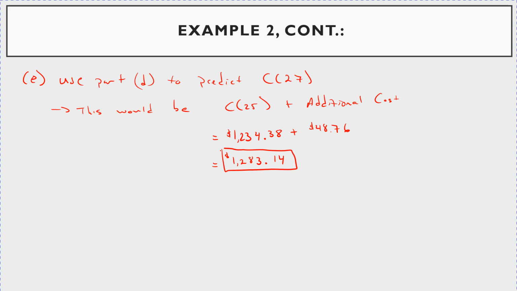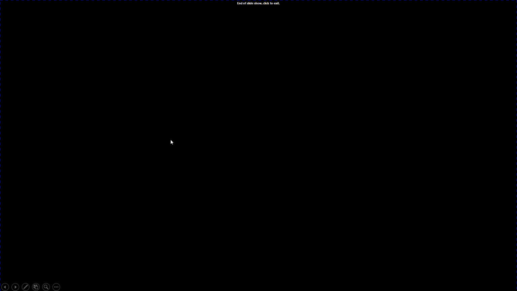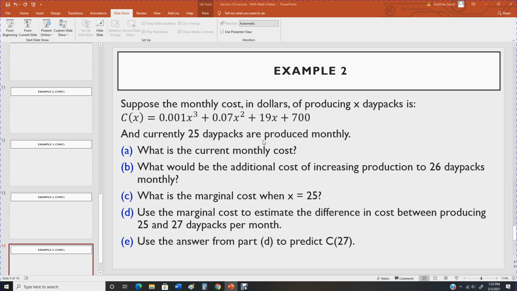Now you could actually find the actual value by plugging in 27 into C, and it might be slightly different, but that's okay. This was using calculus to figure some of these values out. All right, class, I hope these last two videos for this section have helped.